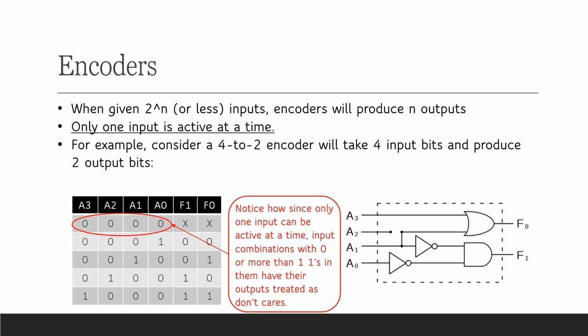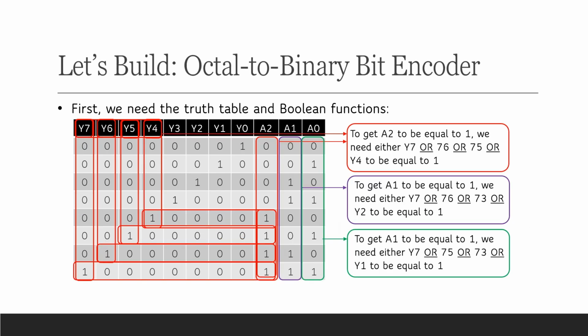Imagine if you had a bunch of words you wanted your computer to process. Dealing with each word directly can be hard for computers. So this is where encoders come in, where we take the words and assign them a unique numerical code. An example of this is the octal to binary encoder.